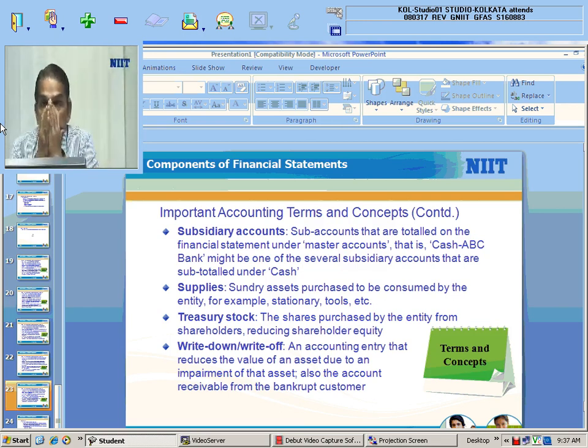Now another term is write down or write off. It means an accounting entry that reduces the value of an asset due to an impairment of that asset. So an accounting entry is passed to reduce the value of an asset because the asset has been impaired. Or the account receivable from the bankrupt customer. If the customer has become bankrupt, he has no capacity to repay, then the account receivable from the bankrupt customer has no value, he won't be able to repay.